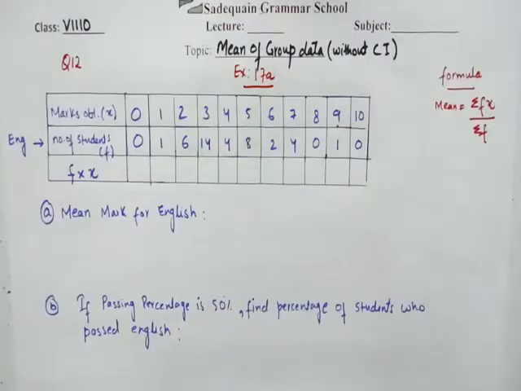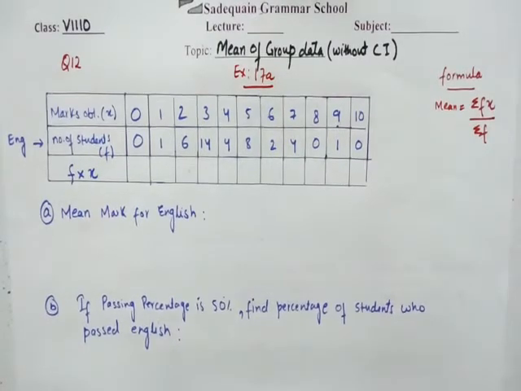In the previous lecture you studied how to find the mean of ungrouped data, that is raw data. In today's lecture we will see how to find the mean of grouped data with class interval or without class interval. First, I am taking an example of grouped data without class interval.